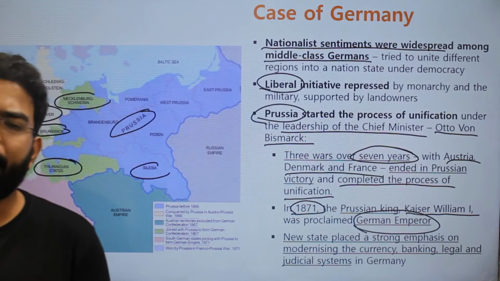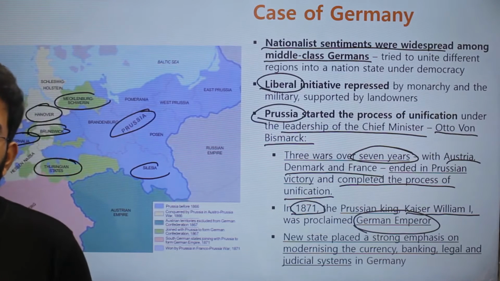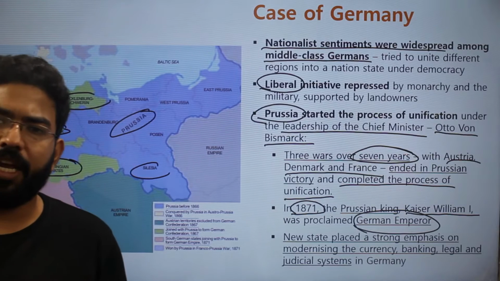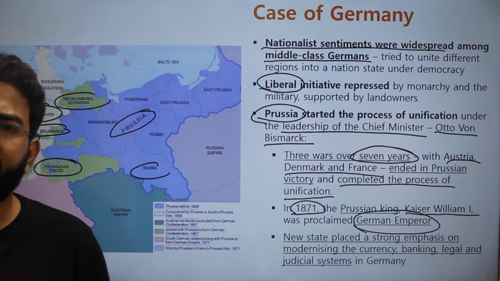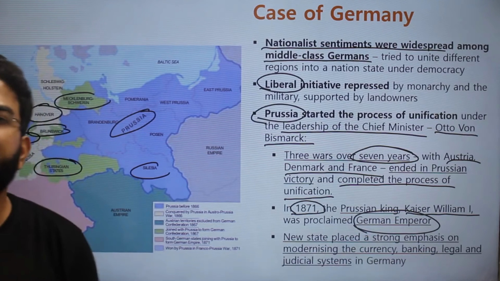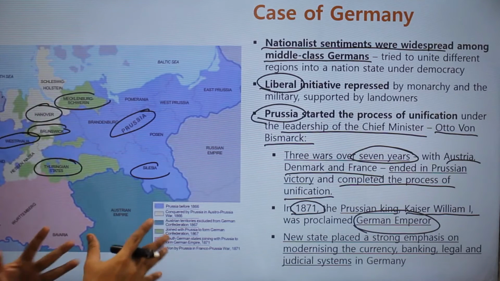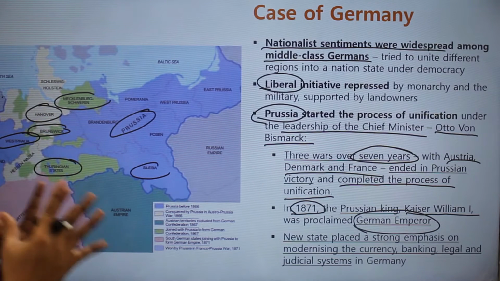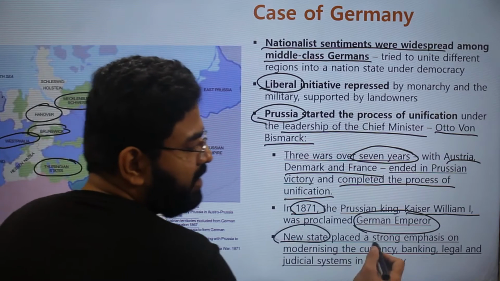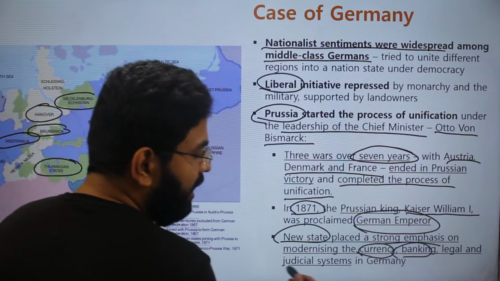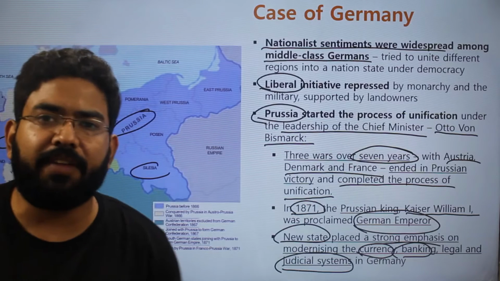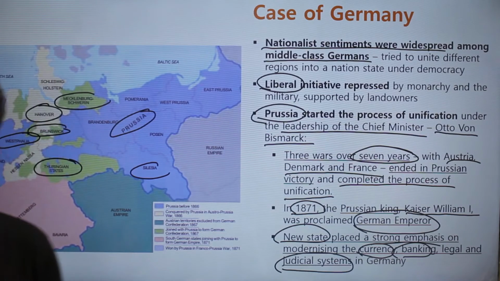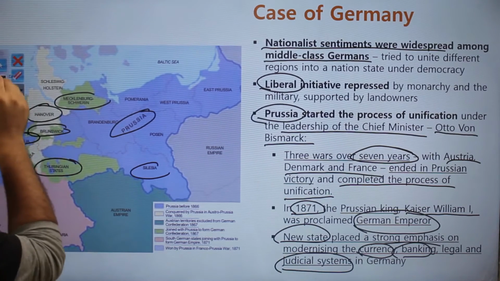So the primary role was played by Otto von Bismarck, and he was the mastermind behind the unification of Germany, after which the kingdom was unified under one king called the German emperor Kaiser William I. So this was the case of Germany, and to please the middle class and the other people, small producers, this new state placed great emphasis on currency, banking, legal and judicial systems. So to suppress revolutions and to create an idea where the nation state under a monarch could also succeed, these steps were taken by the new state.